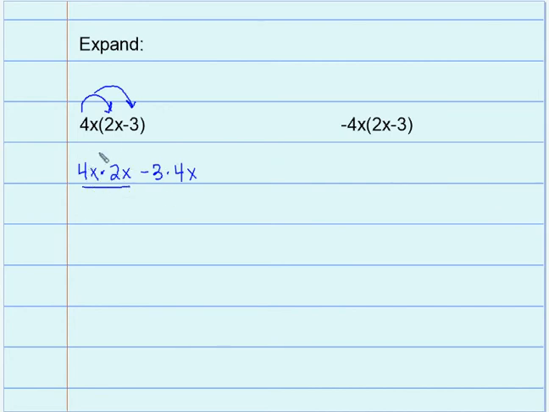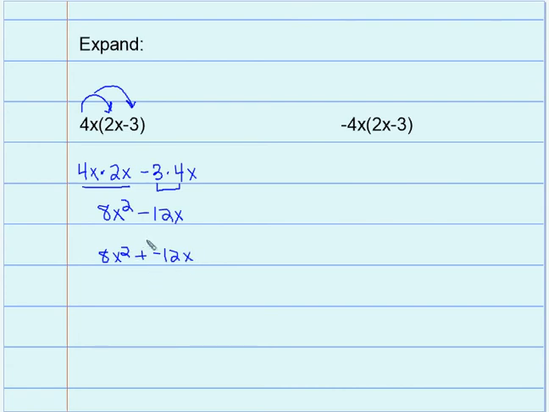This becomes 4 times 2, 8, x times x, laws of exponents, add those exponents, x squared. This 4 times -3 becomes -12 with an x. And now, I said -12, right? But you know that that's the same thing as adding. Subtraction is the same thing as adding. So this is really x squared plus a -12x.